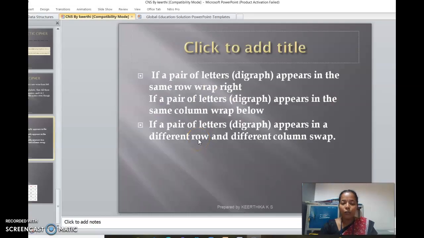The cipher has to follow 5 rules. First one is digraph. Digraph means we have to split the plaintext into 2 pairs. Next one is, if the letters are repeating, we have to replace the letters by filler letters. Next, if a pair of letters appears in the same row, wrap right, the immediate right. If a pair of letters appears in the same column, wrap below. If a pair of letters appears in different rows and different columns, swap it.